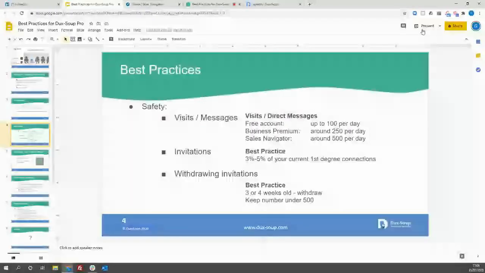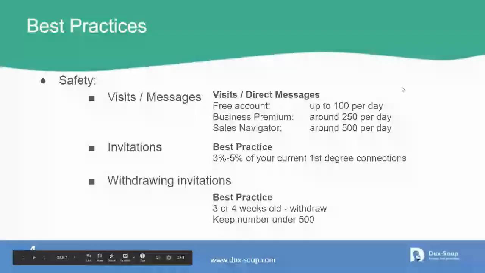As you can see here, you have different numbers of visits and messages that you can do per day. For a free account, it's up to 100 per day. For Business Premium, it's around 250 per day. And for Sales Navigator, it's around 500 per day.